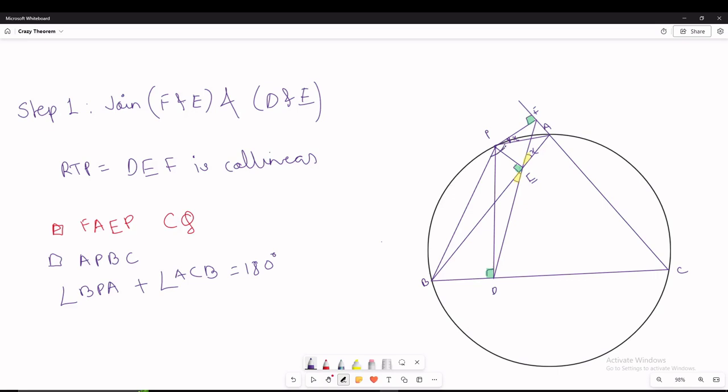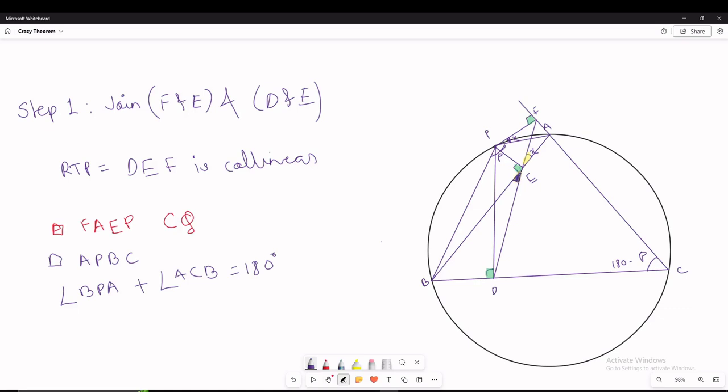So if I call this angle P, what will this angle be? It will also be 180 minus P. Okay. Now we need to find one more cyclic quadrilateral. So let's just find that. We don't know what this angle is.